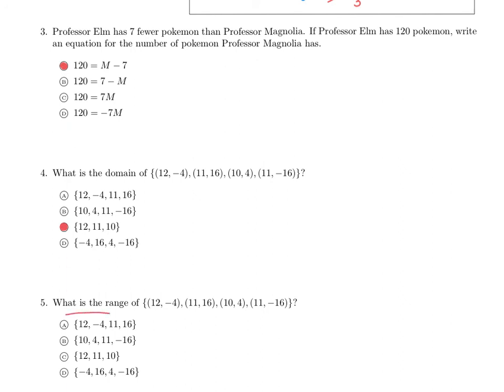For number 5, you're going to write the range. Range means all the y values. So negative 4, 4, 16, and negative 16. So choose that value. That's going to be negative 4, 16, 4, and negative 16. So the option is D.